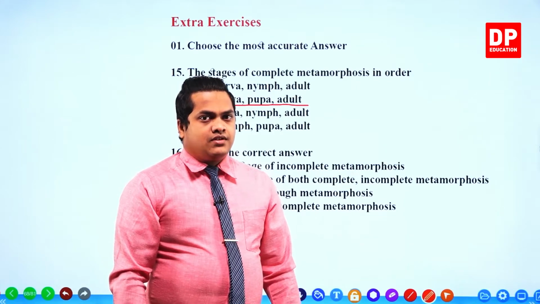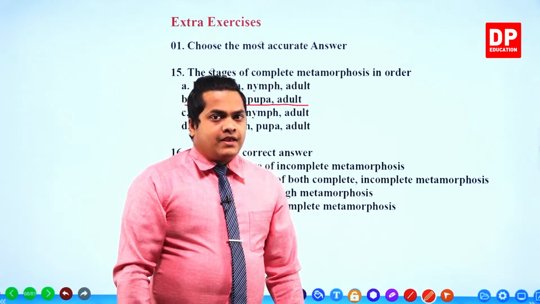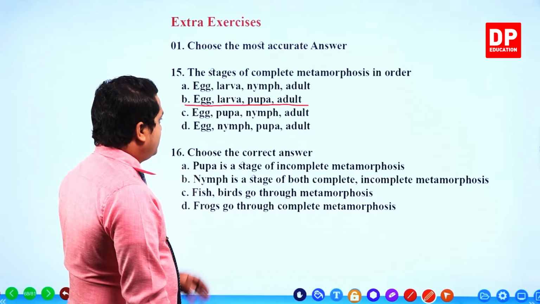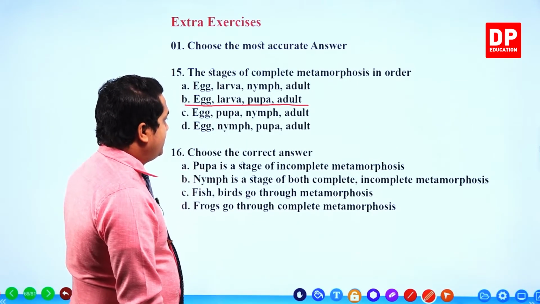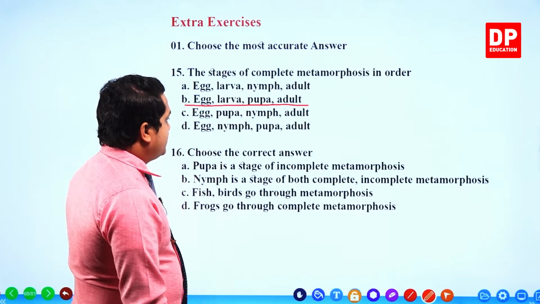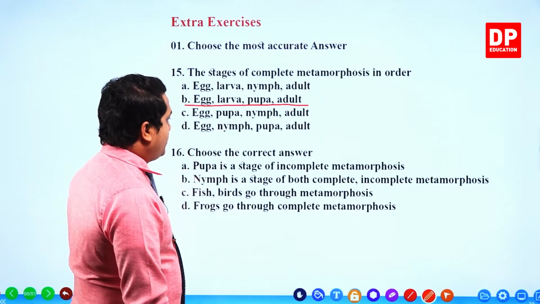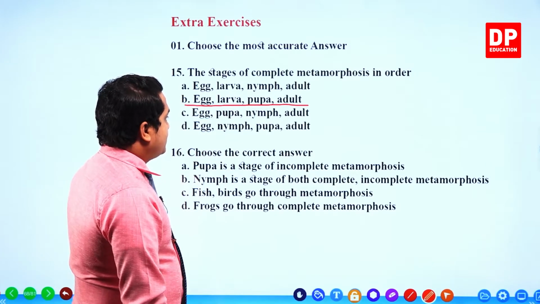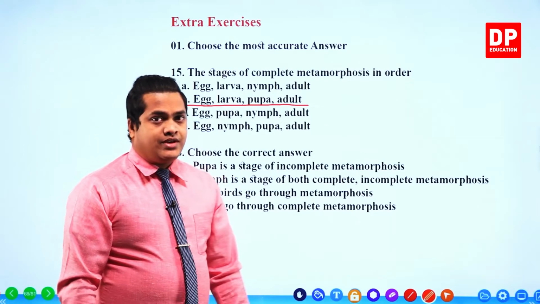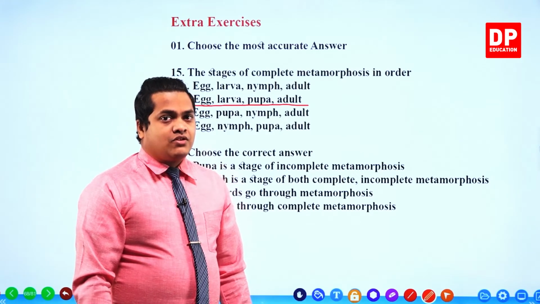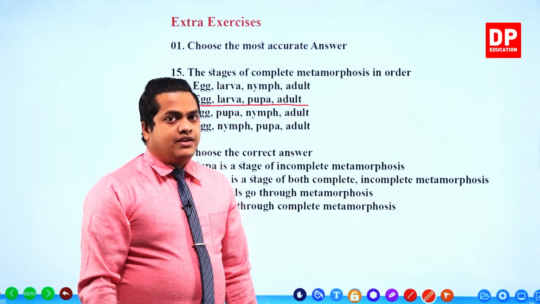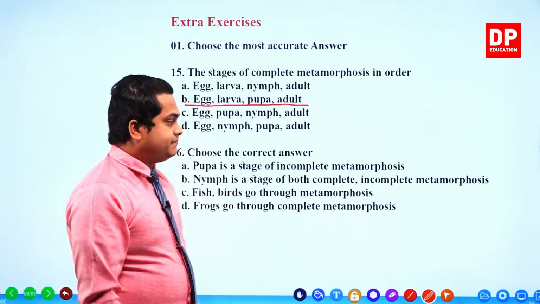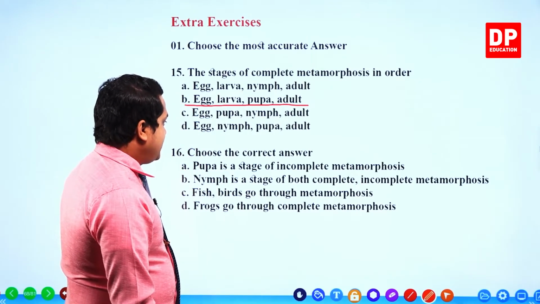Nymph is in the incomplete metamorphosis. Right? Incomplete metamorphosis, nymph. In the third one, also there is nymph. In the first one there is nymph. And in the fourth one, there is also nymph. So, my dear children, we can't take these answers because nymph refers to the incomplete metamorphosis. Choose the correct answer.